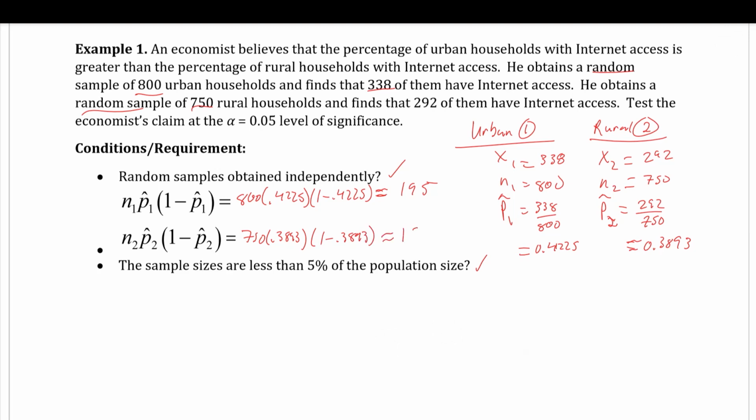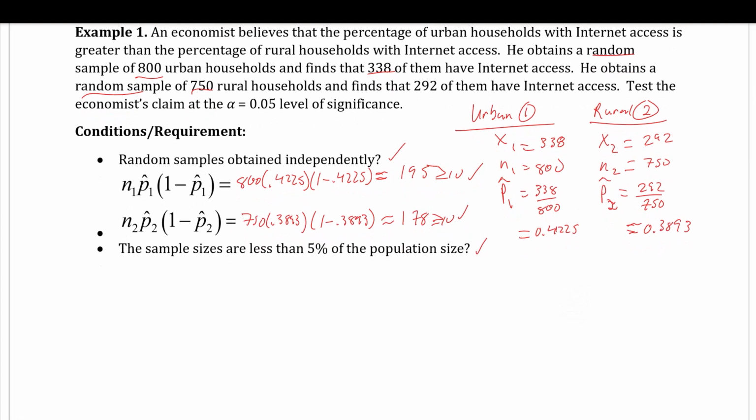We get about 178. Yeah, these are clearly greater than 10. So these both check off, so we can proceed with the problem here. One last thing I do want to mention is in the first condition, were these independently chosen? Yeah, there was no indication that households chosen in urban households had any dependency on what you chose in the rural households. Okay, if there was any, then they would not be independent, of course.